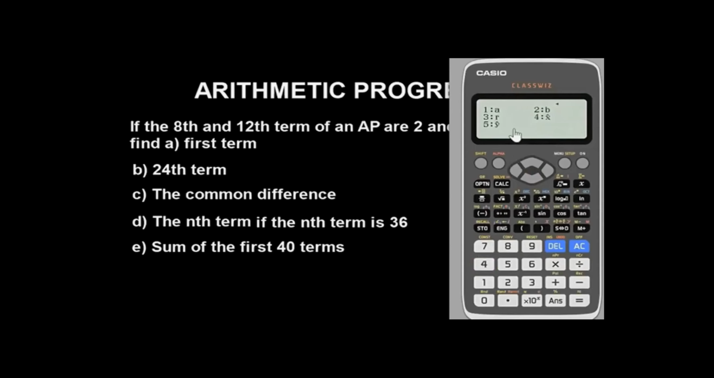Now for the nth term, this is simple. We work with option 4. Press 4, it is specifically for the nth term. Then press equal to, and it will show up 25. So the nth term is 25.